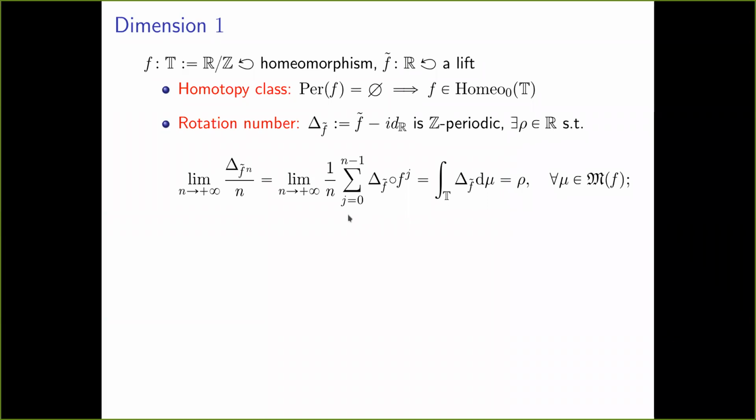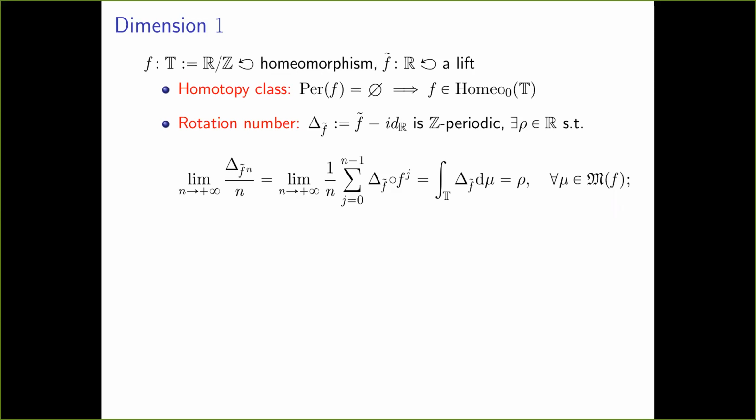And this implies that, because of Birkhoff's theorem, if we calculate the Birkhoff average at every point, we will have, in fact, uniform convergence to rho in this case. And the usefulness of this delta function is that it's a cocycle. That means that the displacement function of the n-th iterate is equal to the Birkhoff sum. This is the good point about this function here.